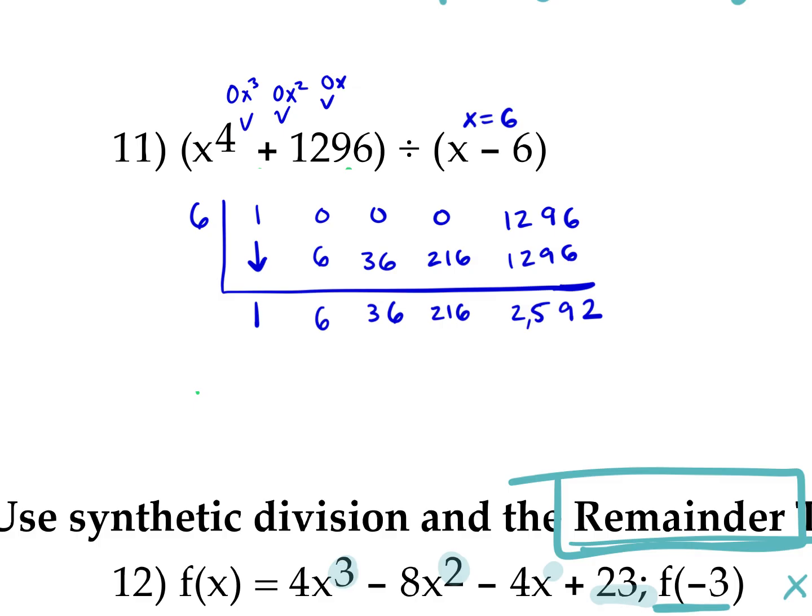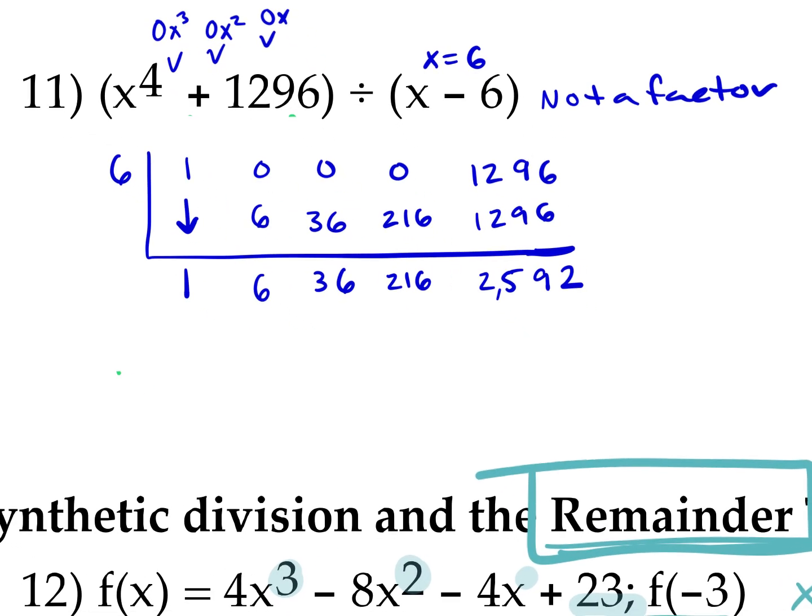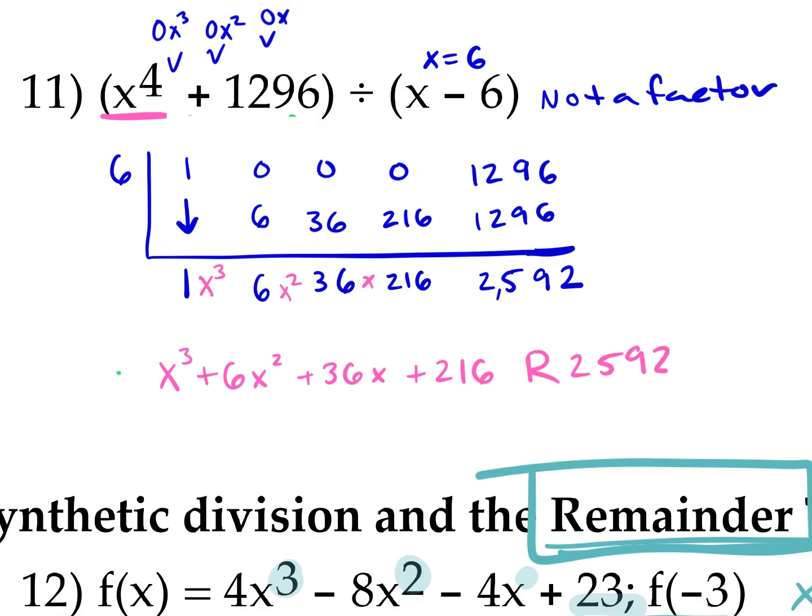Is x minus 6 a factor? No, not a factor. What would it take to be a factor? We would need the remainder to be 0. The remainder has to be 0 in order for it to be a factor. Here, remainder is not 0. But let's write out our answer. If I started with x to the fourth power, what's our answer going to start with? X to the third power, 1 less. We have x to the third power plus 6x squared plus 36x plus 216, remainder 2,592.